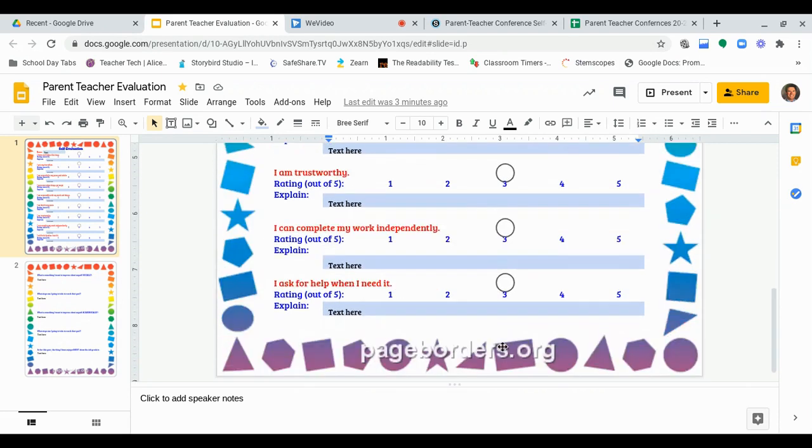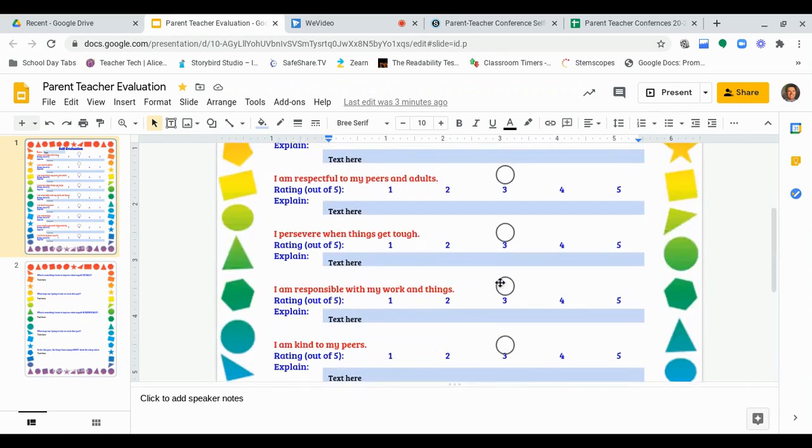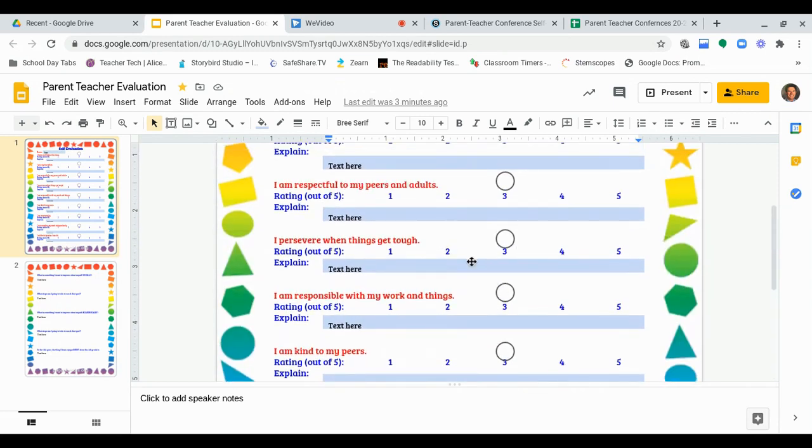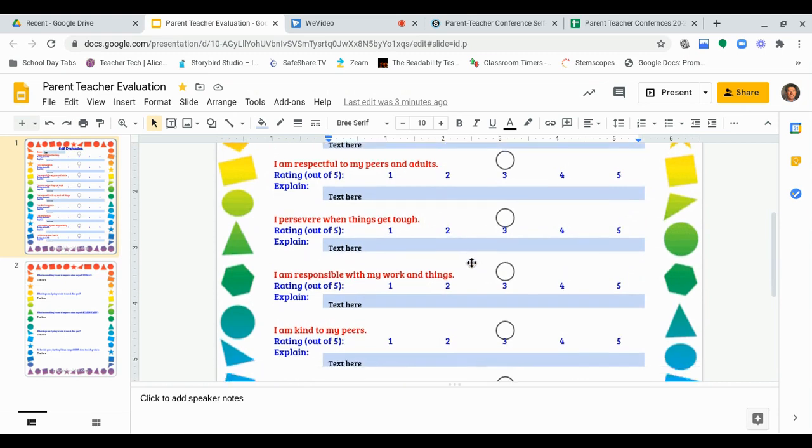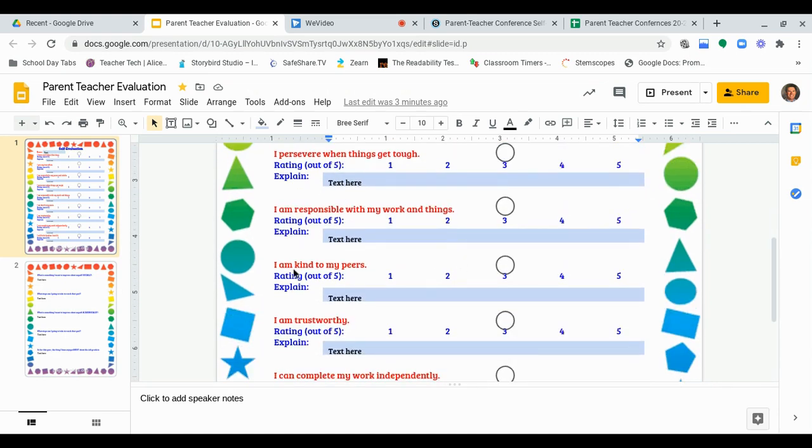They should all be different, right? You don't want them all threes. You don't want them all twos, because each of you has different strengths and different weaknesses. But the important part is to just be honest. So you're being honest for yourself. You're being honest for me. You're being honest for your parents.